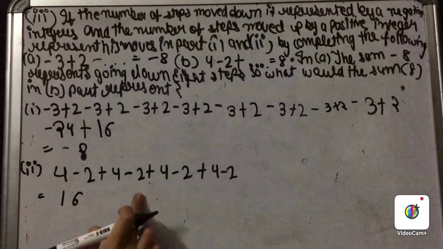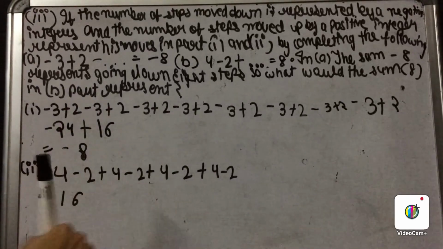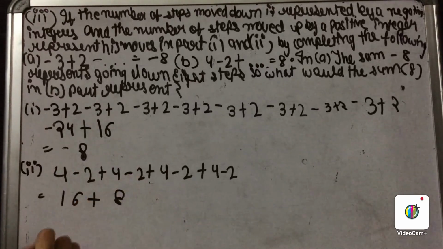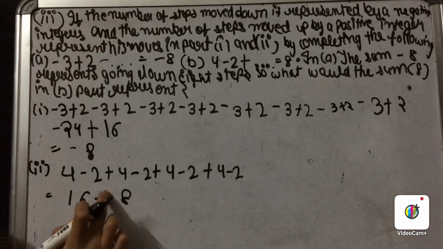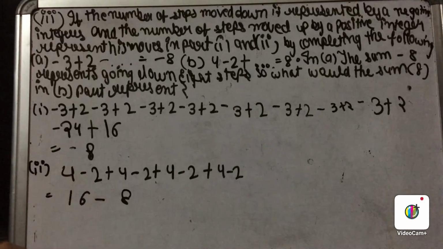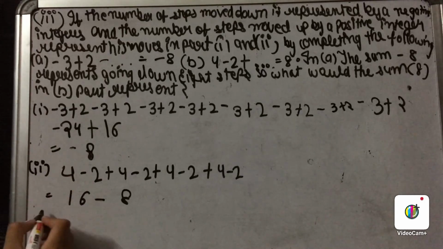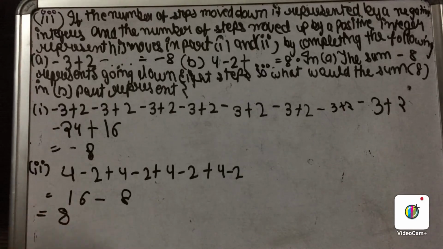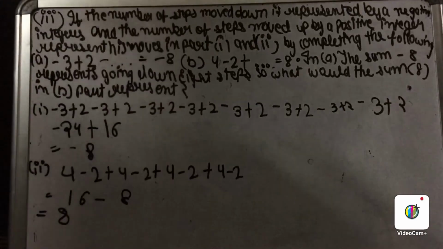So now 2 has also come here 4 times. So 2 into 4 is 8. So it would be 16 plus 8, or rather this would be minus, because 4 minus 2. So it will be 16 minus 8. So now what is 16 minus 8? 16 minus 8 is 8. So now this question is solved.